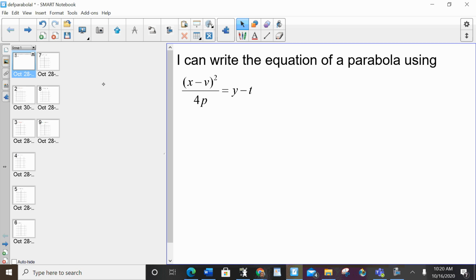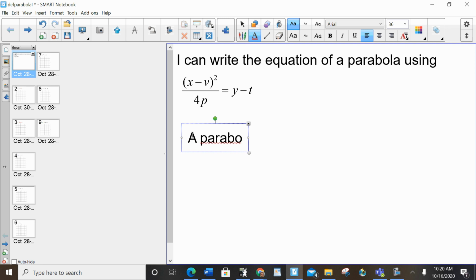Hello, everybody. Today, a very important lesson, a very commonly asked Regents question. I can write the equation of a parabola using (x - v)² / 4p = y - t. So, let's talk about what the definition of a parabola is.